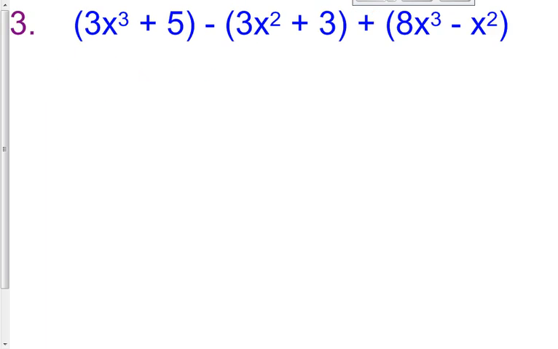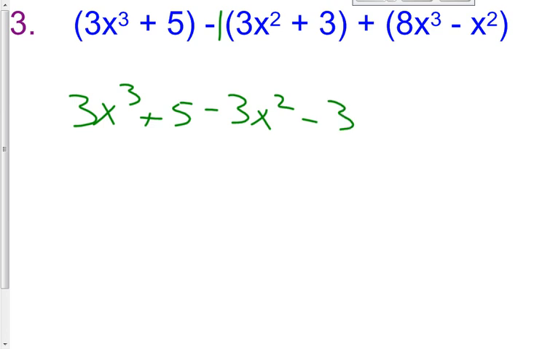Last one on adding and subtracting. This one I have both of them. Really the process remains the same. All I do is I distribute this negative sign right here, and then I just add from left to right. So I have 3x cubed plus 5 minus 3x squared minus 3 plus 8x cubed minus an x squared. So all I've done to go from this line to this line is just distributed this negative 1. And now I combine like terms.